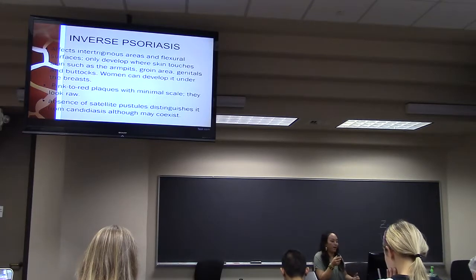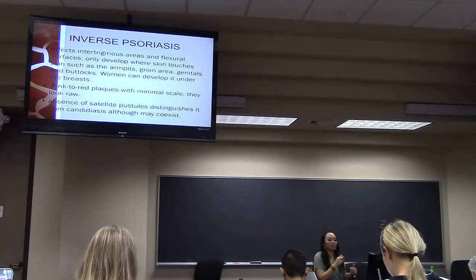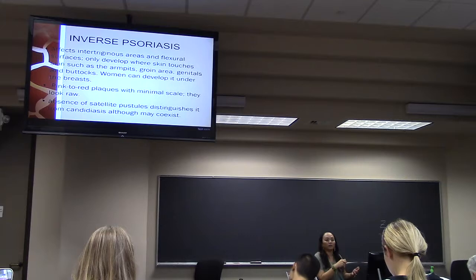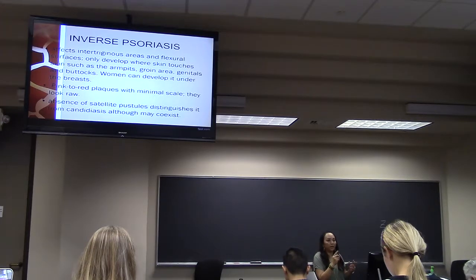So basically they get pink to red plaques. The only difference is they don't have very much scaling. But they also look raw, so it's hard to decide: is this psoriasis I'm looking at, or is this a dermatitis, like a yeast infection? So how you distinguish it is the satellite lesions.